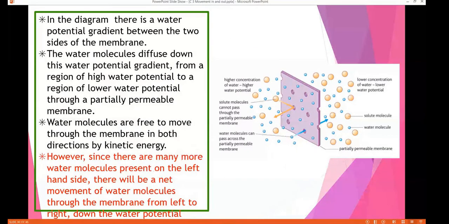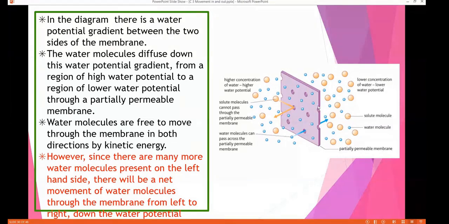Alright, now in this diagram you can also see there is a water potential gradient between the two sides of the membrane. This is exactly what we discussed on the diagram which we have in your textbook on page number 31. We discussed how the water molecules diffuse down this water potential gradient from a region of higher water potential to a region of lower water potential through a partially permeable membrane.